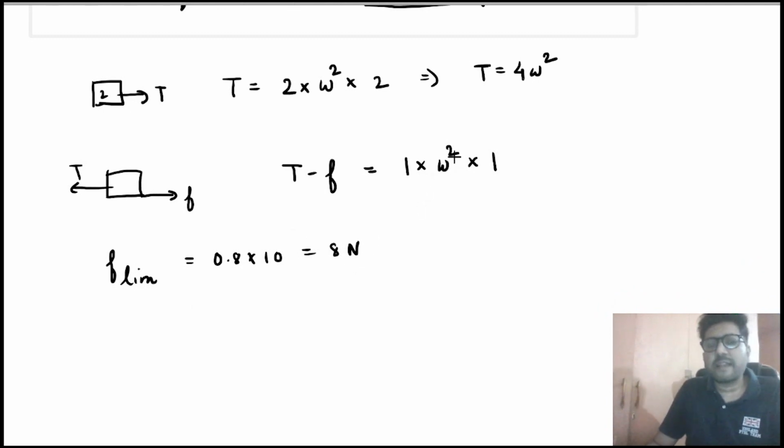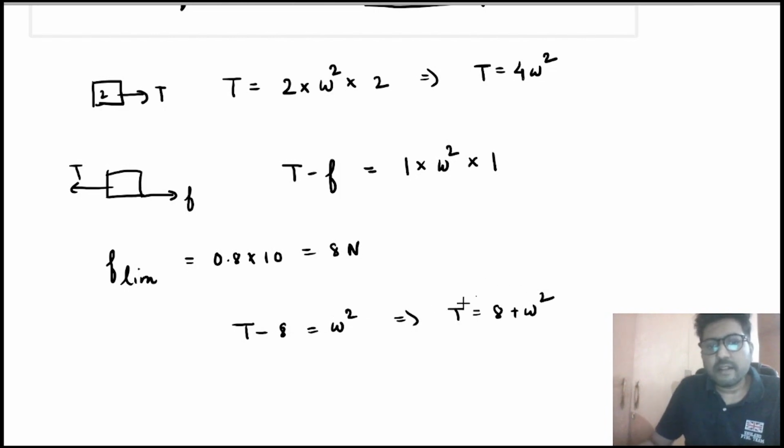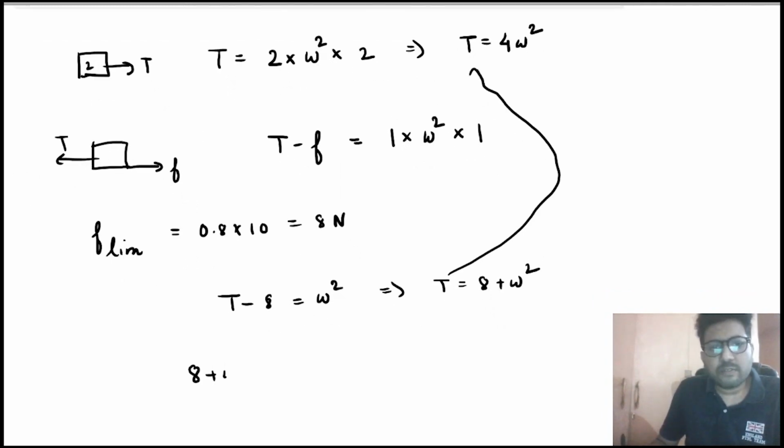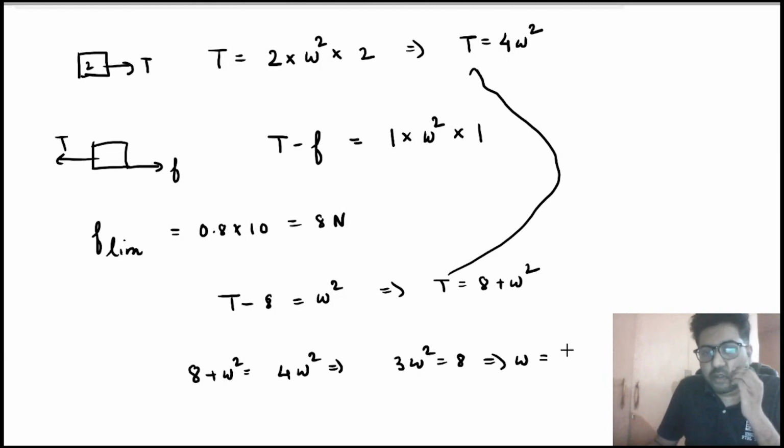So the limiting value of friction is 8 Newton. If you want to find the maximum value of omega, you will say that the friction acting is 8 Newton. So T minus 8 is equal to omega square, or T is equal to 8 plus omega square. Now let us put the value of T here. From this you will get 8 plus omega square is equal to 4 omega square. From this you will get 3 omega square is equal to 8, or omega is equal to root over 8 by 3 radian per second.